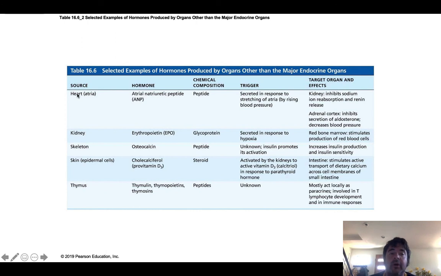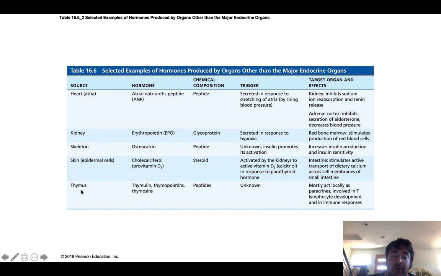Now, the heart produces a hormone called atrial natriuretic peptide, or ANP. The trigger for release is stretch of the atrial wall, which is indicative of rising blood pressure. And what atrial natriuretic peptide does is it causes you to urinate more, right? It's a diuretic. It has an antagonistic effect to antidiuretic hormone. When you urinate more, your blood volume goes down. As blood volume goes down, so too does blood pressure.